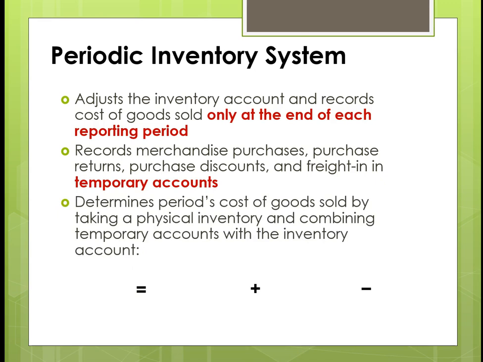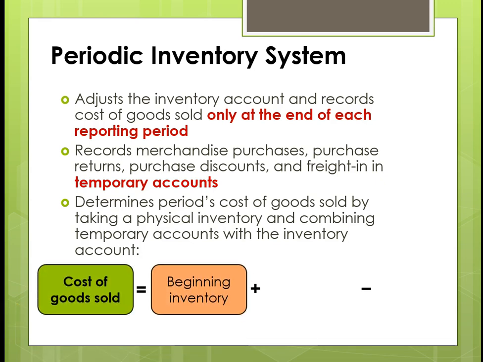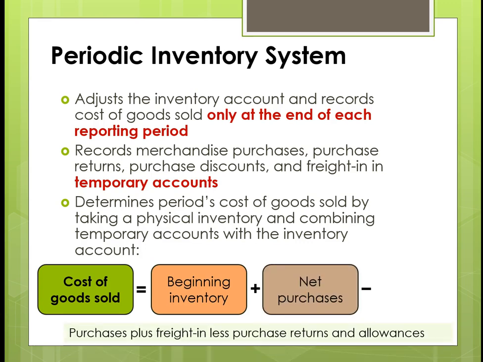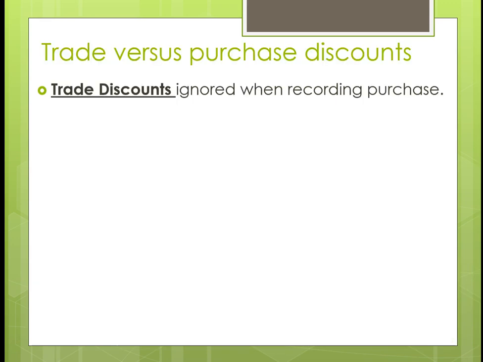Determine period's cost of goods sold by taking a physical inventory and combining the temporary accounts with the inventory account. Cost of goods sold equals beginning inventory plus net purchases, which is purchases plus freight in less purchase returns and allowances, minus the ending inventory based on a physical count. Now, trade discounts are always ignored. An example would be you bought something where the list price is $100, but because of how many you bought, you only pay $60. You would only record $60.